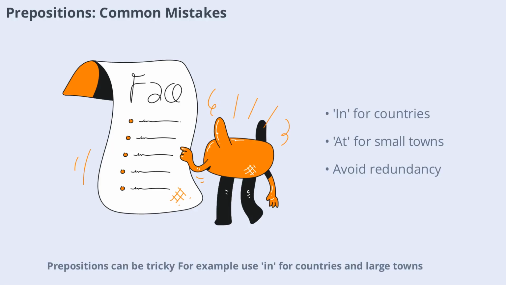Prepositions can be tricky. For example, use 'in' for countries and large towns, 'at' for small towns and villages. Use 'on' for things at rest and 'upon' for things in motion. Avoid redundant prepositions like 'in at his office'.